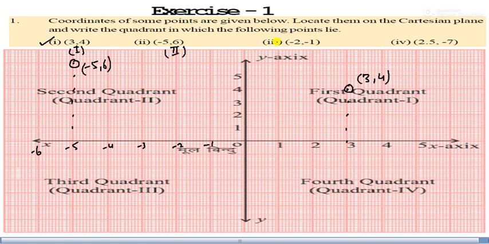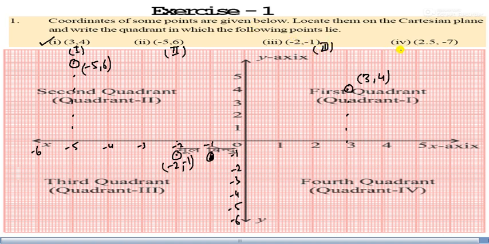Now come to this point. The third one is (-2, -1). So -2 is here, and -1 is downward. So you can write here -1, -2, -3, -4, -5, and -6. So (-2, -1) is here. So you can write -2 and -1. It is your third quadrant. So you can write here it is in your third quadrant.